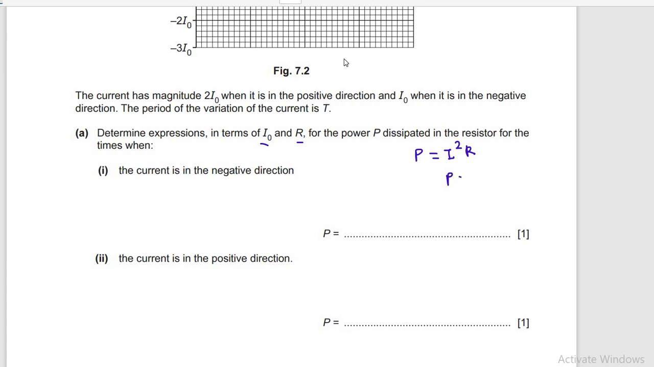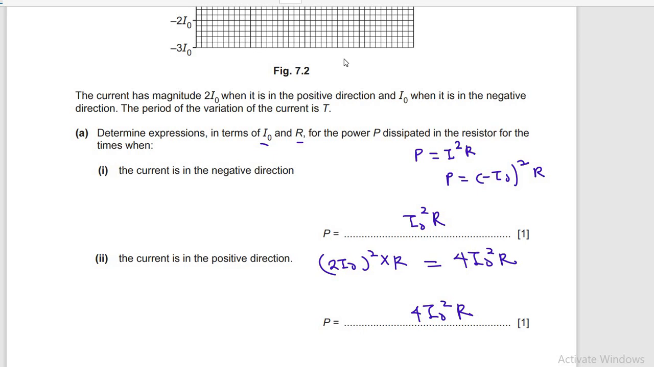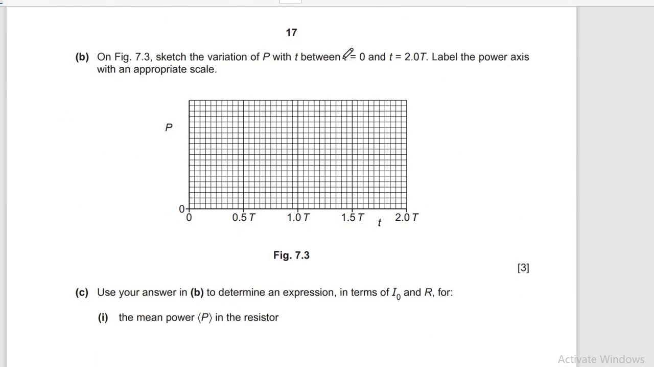In negative direction, the current is negative I0 multiplied by R. Negative I0 squared will give us I0 squared R. Positive direction, the current is 2I0. 2I0 squared multiplied by R will give us 4I0 squared R. So the power in positive direction is 4I0 squared R. The next one, sketch the graph of power between t equal to 0 and t equal to 2T. Label the power axis with appropriate scale.